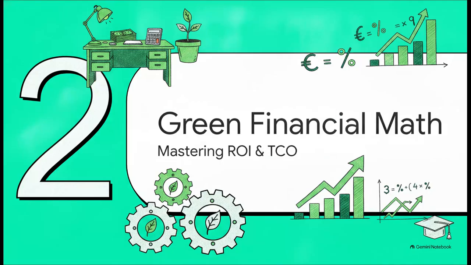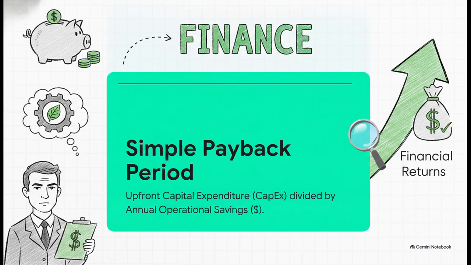Moving on to mastering green financial math. It's time for ROI and TCO. All right, time to put on our CFO hats. Here is your first mental flashcard for the exam, the simple payback period formula. It's super straightforward. It's just your upfront capital expenditure, or CapEx, divided by your annual operational savings in dollars.